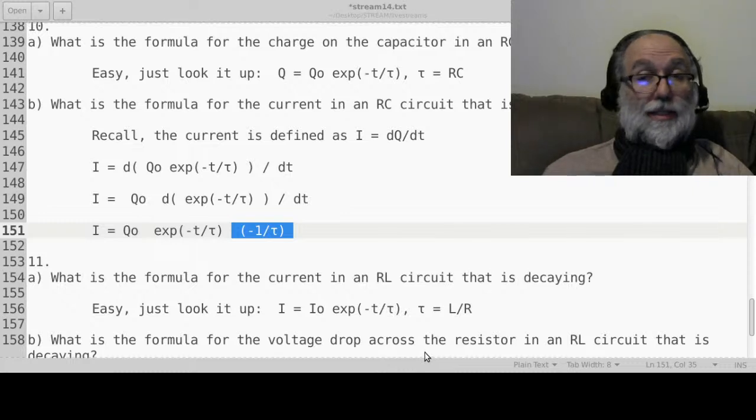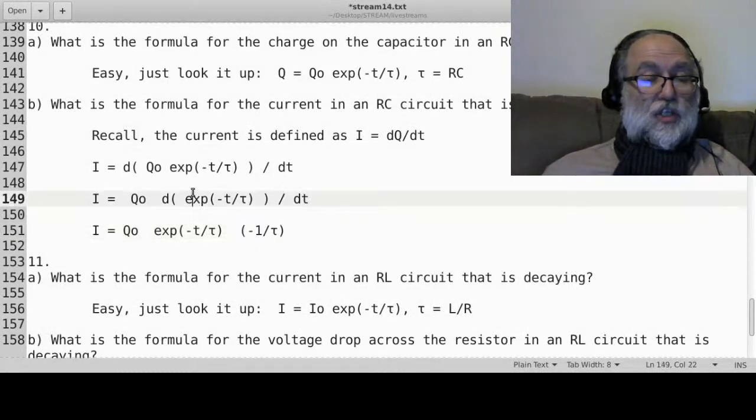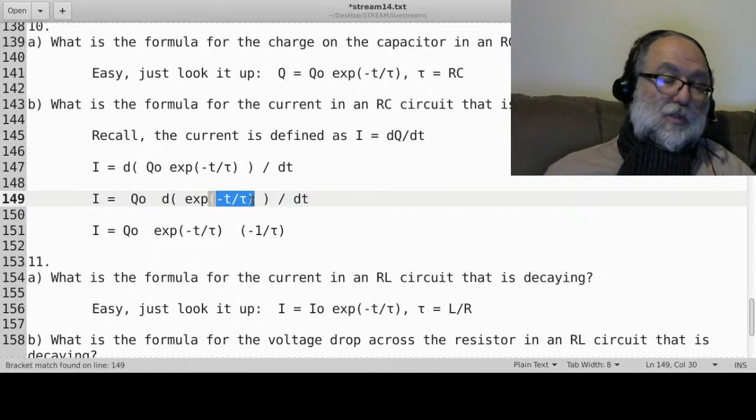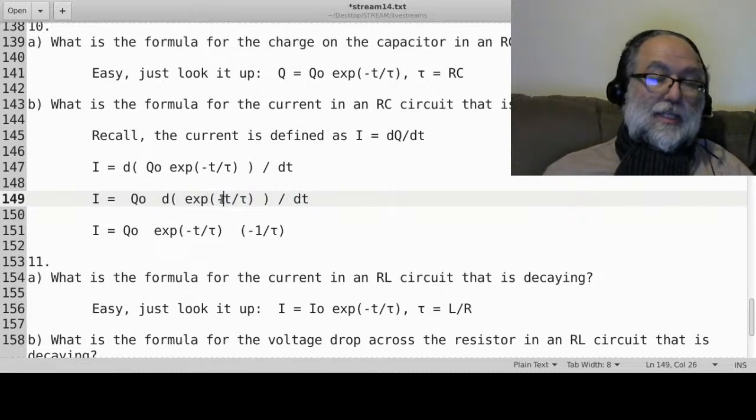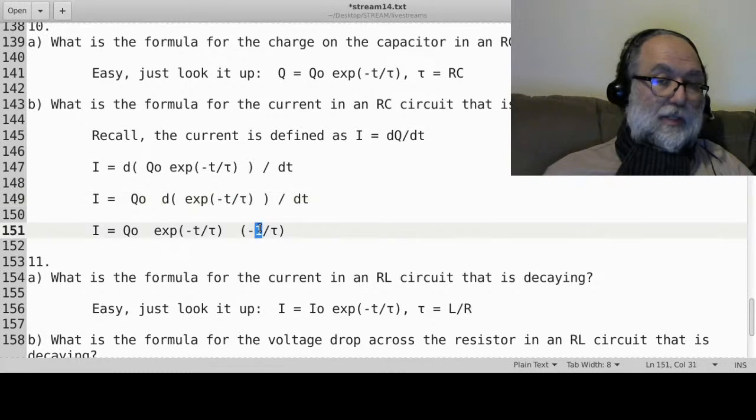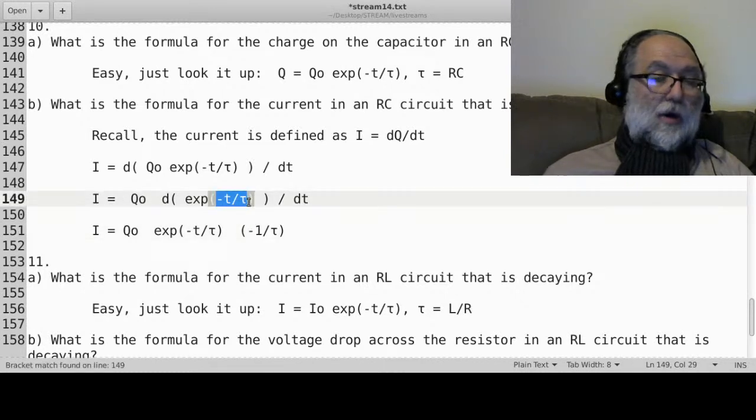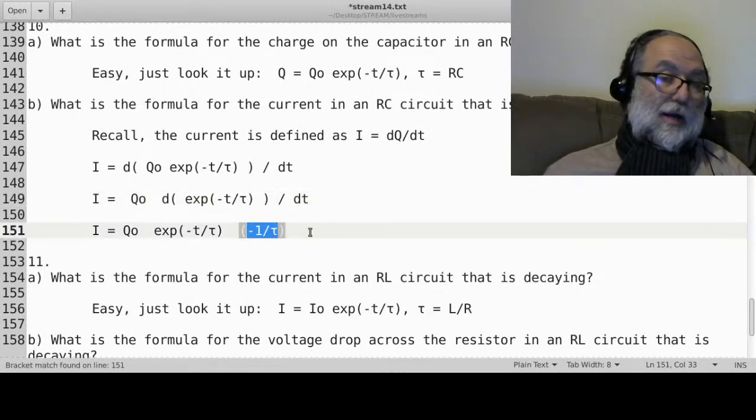Okay, so how does the chain rule work? Differentiate the exponential with respect to the entire argument, differentiate the entire argument with respect to t. Now, differentiating this with respect to t is easy because dt by dt is just 1, and there it is, okay? And then that minus 1 over tau, that's just a constant.